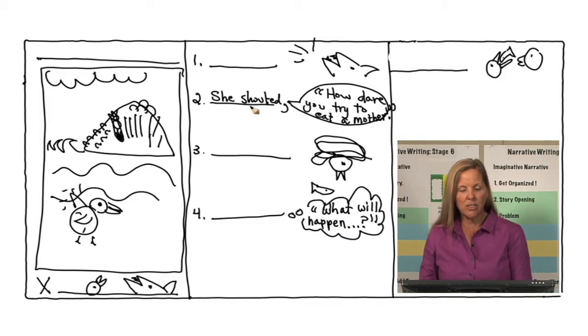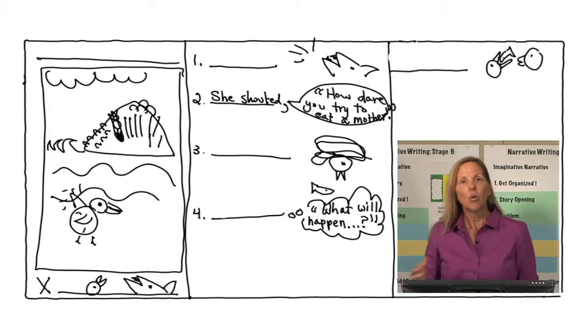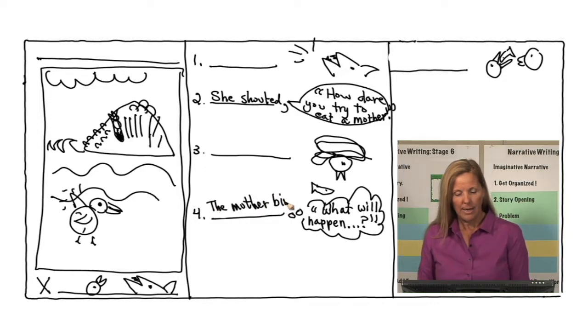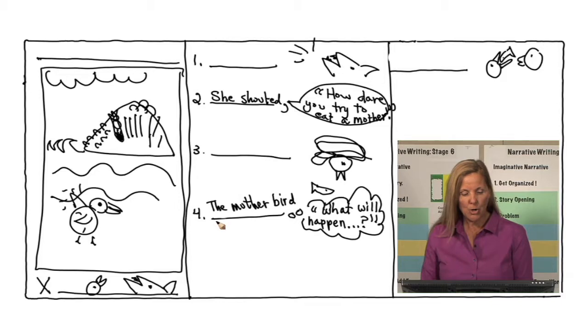Now up here, I said she shouted. I used mother here. Down here, I already have a sentence in between. So I could say she again, or I could say the mother bird. And the mother bird wondered, oh yes, that's much better. What will happen to my baby if I drown? Let's go to our next action in the story.